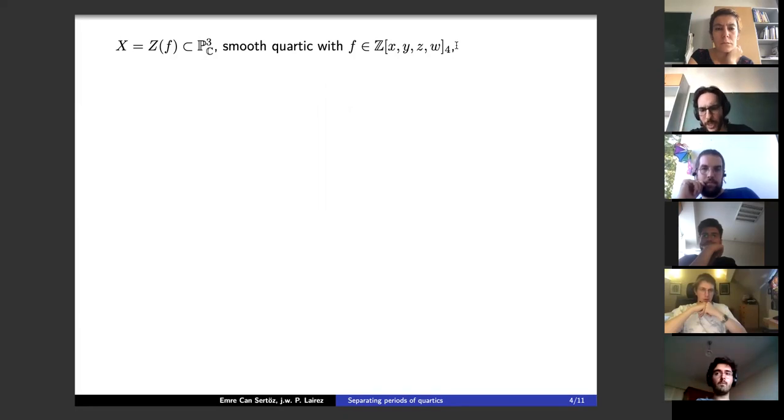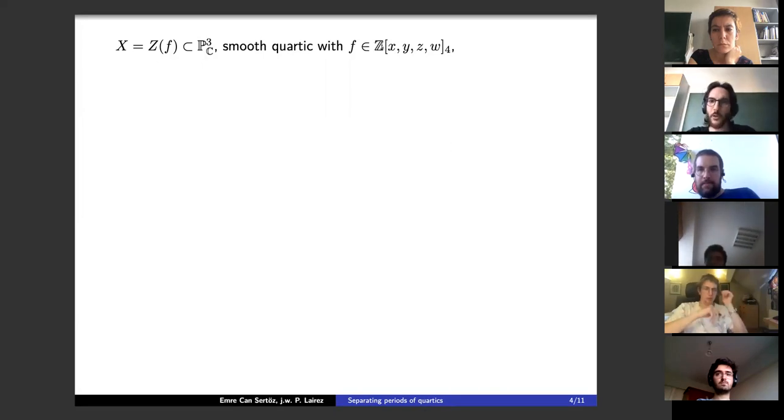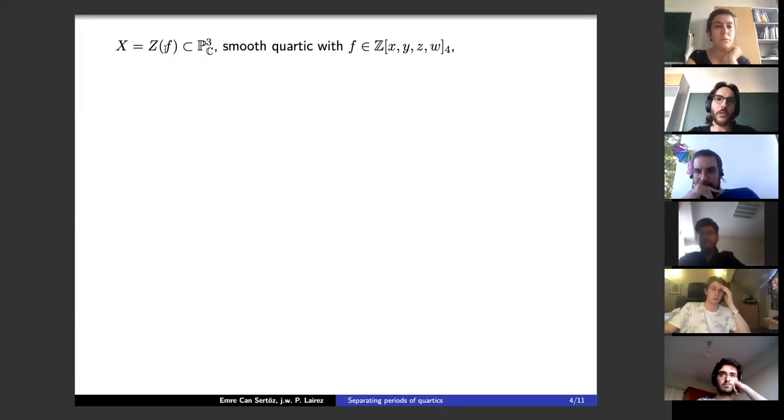And although I did allow at the beginning to have Q bar coefficients, our lives will be much simpler during this talk if we work only with Z coefficients. So throughout the rest of this talk, I will work with Z coefficients for simplicity. So now X is cut out by a polynomial with integer coefficients.